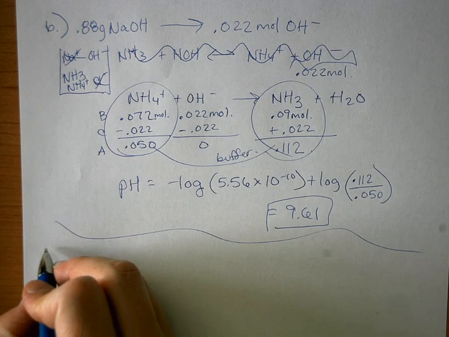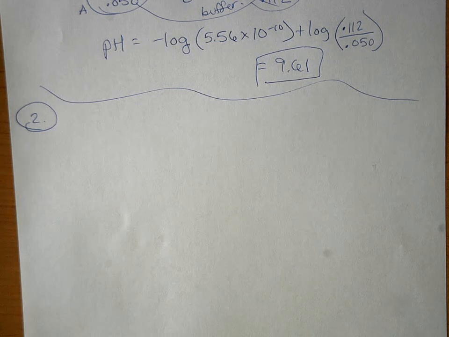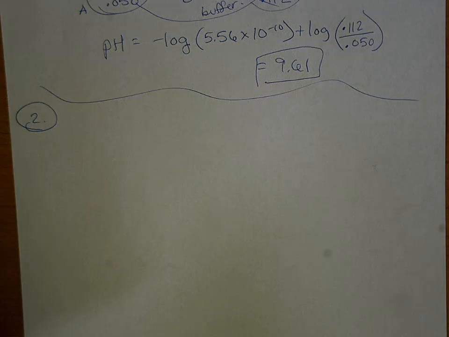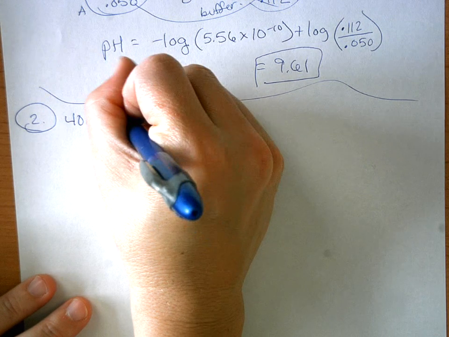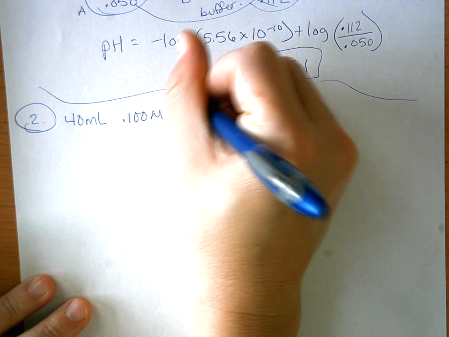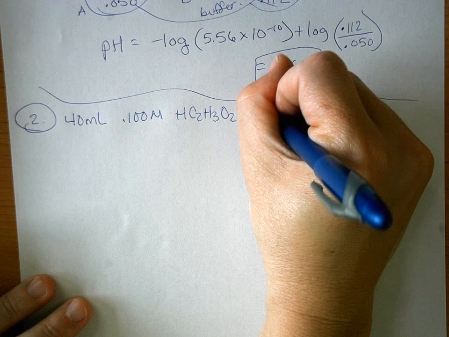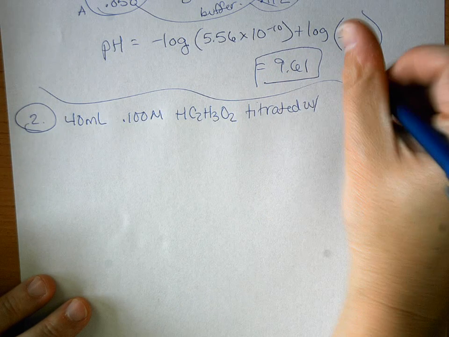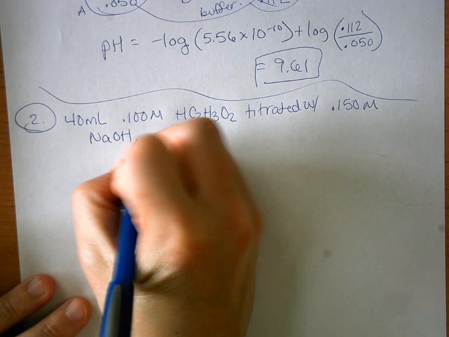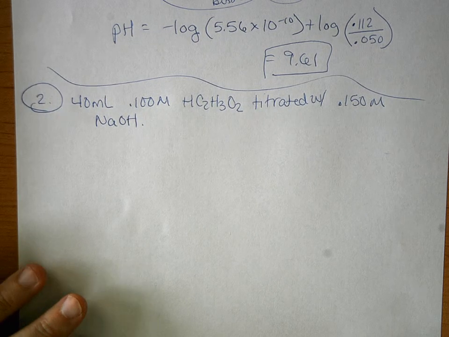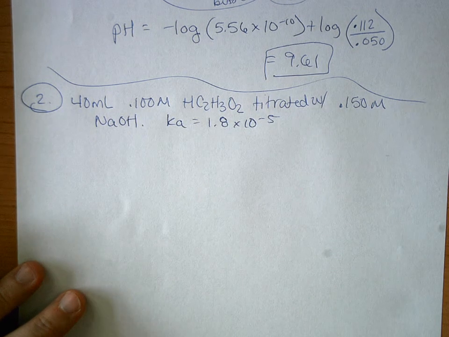Okay, that was the first number 2. There was another number 2, which is the acid-base titration problem. I have 40 milliliters of 0.100 molar acetic acid. It's titrated with 0.150 molar NaOH. Ka is 1.8 times 10 to the negative 5.